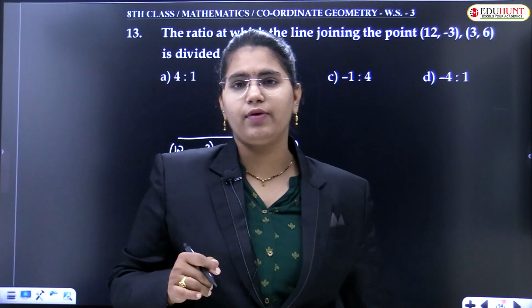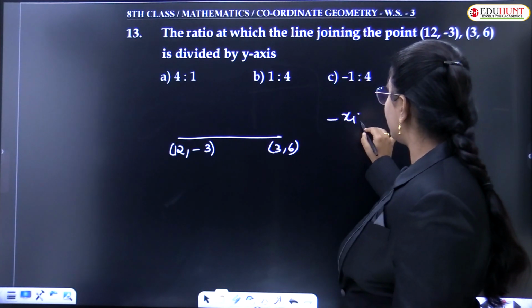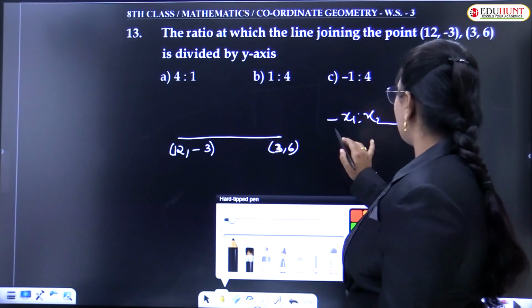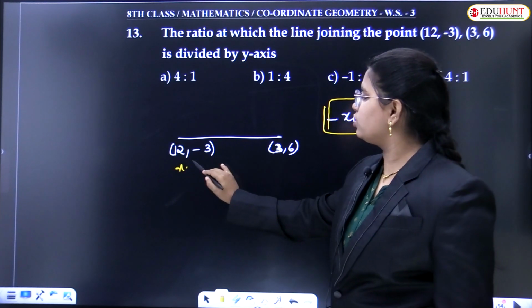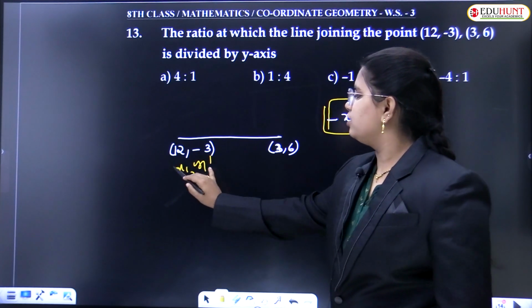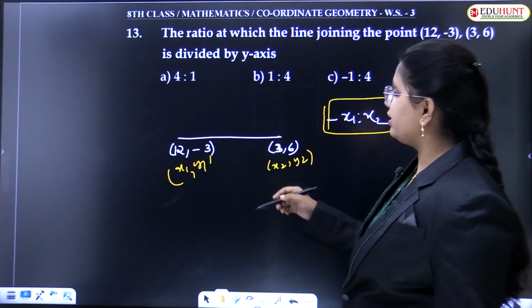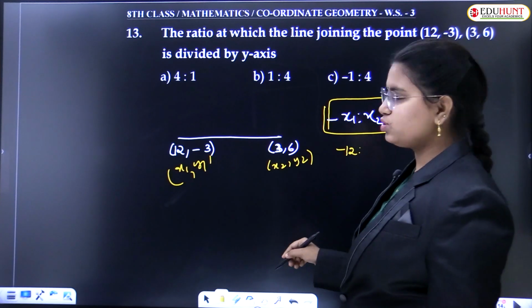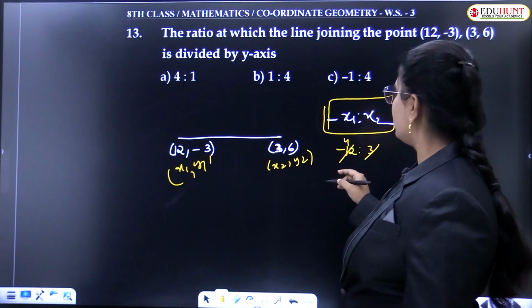If it is being divided by the y-axis, what is the formula? It is -x1 is to x2. -x1 is to x2. I'll highlight this. So what is -x1? This is x1, y1, right? And this is x2, y2. So what is -x1? -12 is to, what is x2 here? 3. So cancel off: 3 ones are 3, 3 fours are 12.